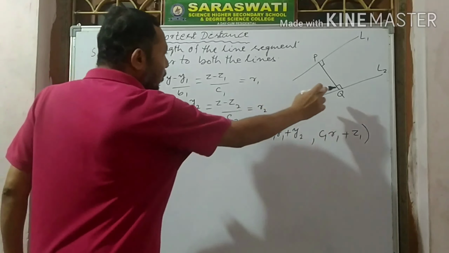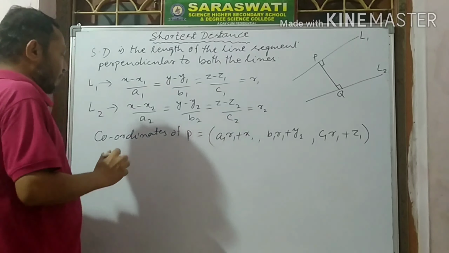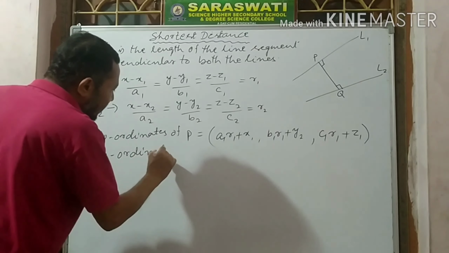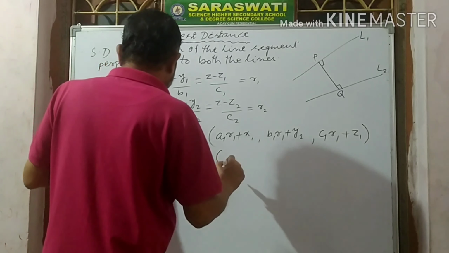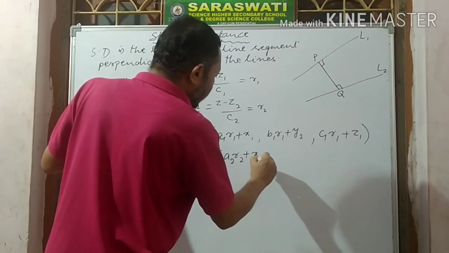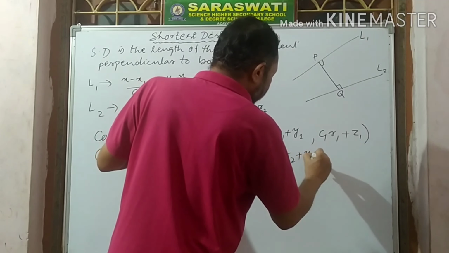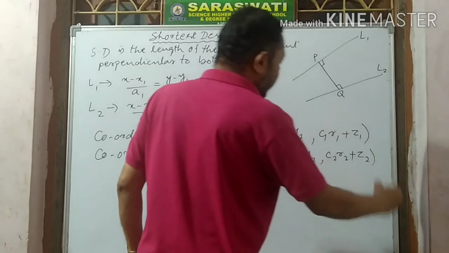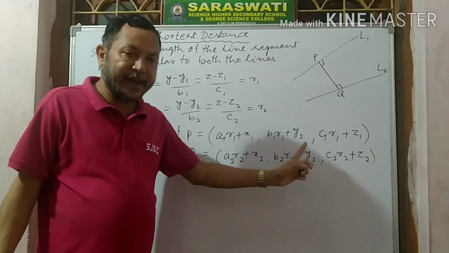Similarly, we can find out the coordinates of the point Q by equating the line L2 with R2. So, the coordinates of point Q are given by, again equating the first term, a2 R2 plus x2, and b2 R2 plus y2, and c2 R2 plus z2. So, the coordinates of point P and Q, here we have written.